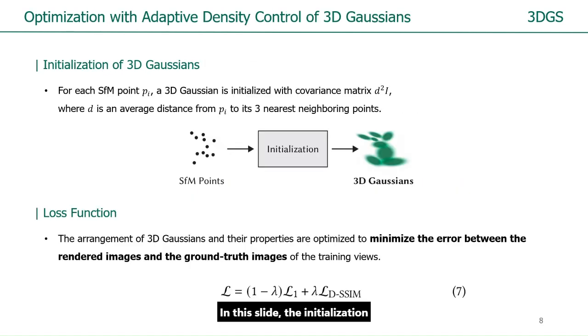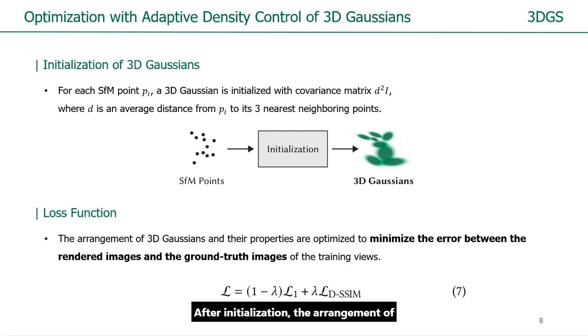In this slide, the initialization and optimization process of 3D Gaussians is explained. First, a 3D Gaussian is initialized for each SFM point. The covariance matrix is initialized as d² I, where d represents the average distance from a point to its three nearest neighboring points.